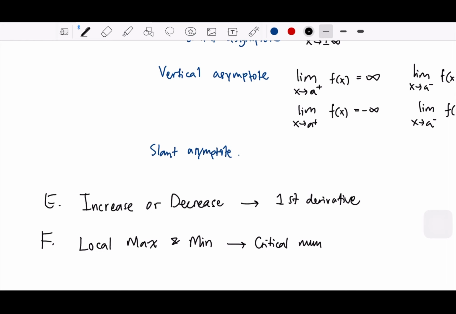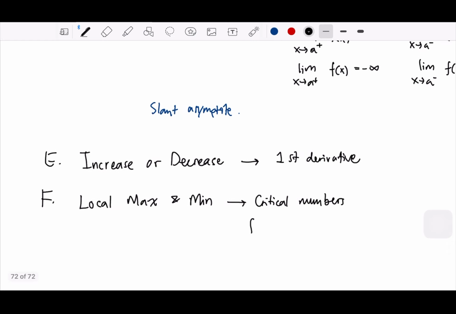Well, both the increase, decrease, and local max and min, we can take these two as one step. That's okay, because we need to find the first derivative, also the critical numbers, and then we will see the intervals. Also the same thing. The order is up to you. If you start from the critical numbers or from the increasing, decreasing, that's still okay. So critical numbers are where f prime of c is equal to 0 or f prime of c doesn't exist.